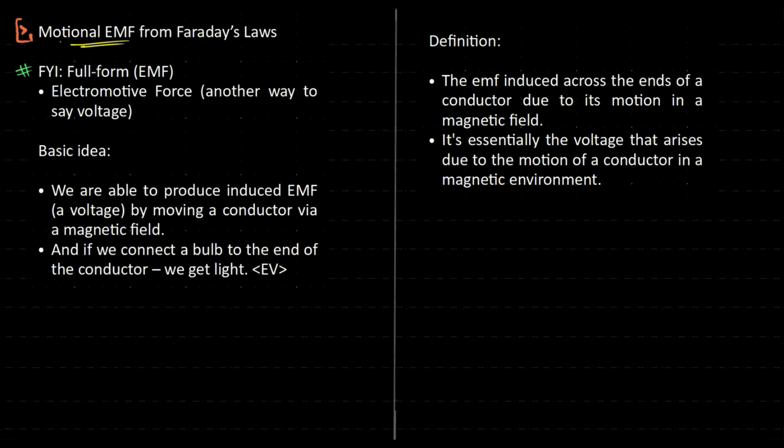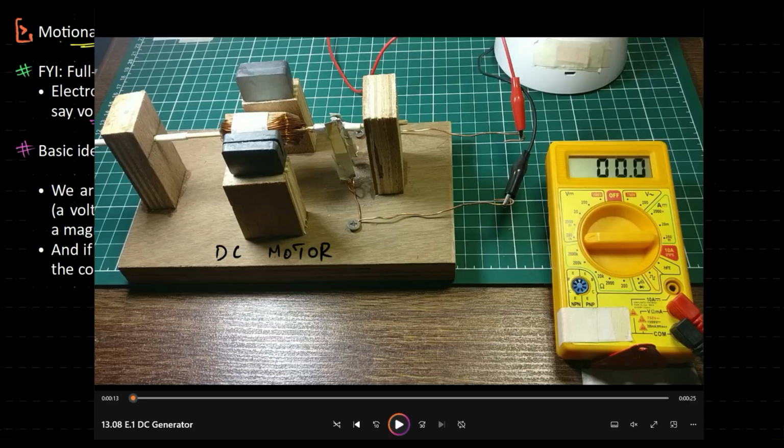Now, how much energy is transferred and how much voltage is stored and so on and so forth, that's what we are trying to understand. So this is done under the heading of motional EMF from Faraday's law. First thing is EMF stands for electromotive force. It's another way of talking about voltage. So here, why does the word motion come into the picture? We are moving something.